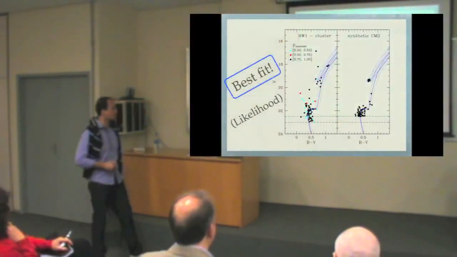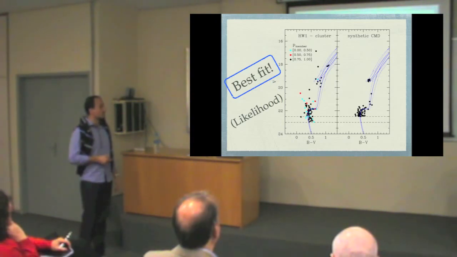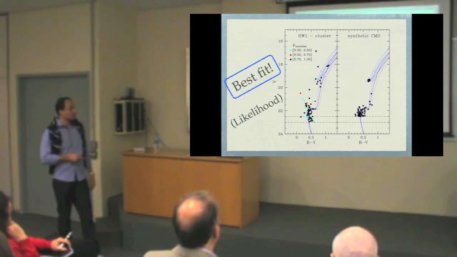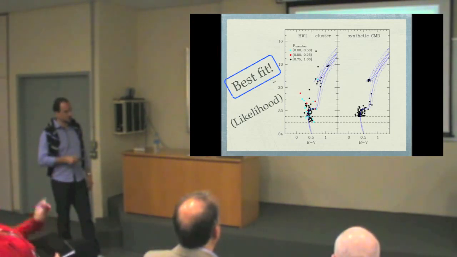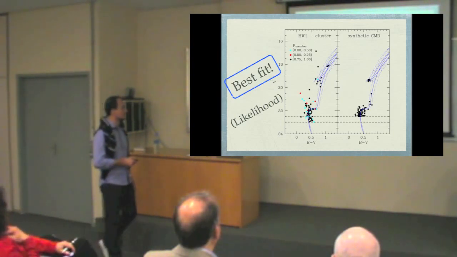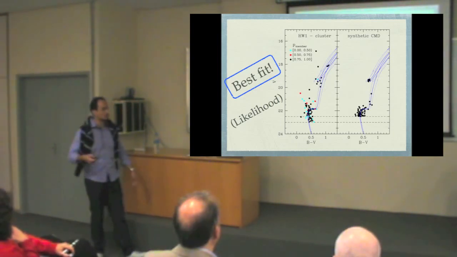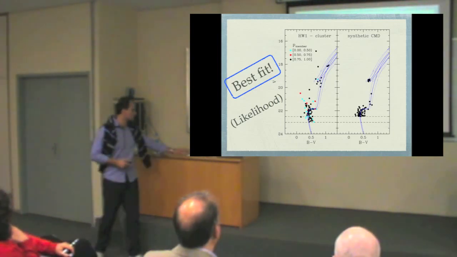So I'm showing here an example of a best fit for a CMD. Here is the observed one with this color code for the probability of membership. So remember that black is the most probable. And here is a synthetic CMD with the isochrones that were used to produce it. So just to show that it's quite similar. Of course, we have some stars that could be blue stragglers or something else.